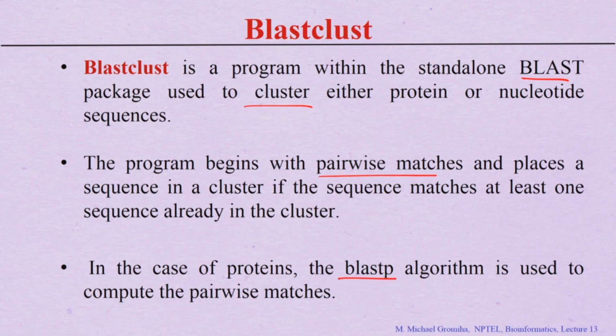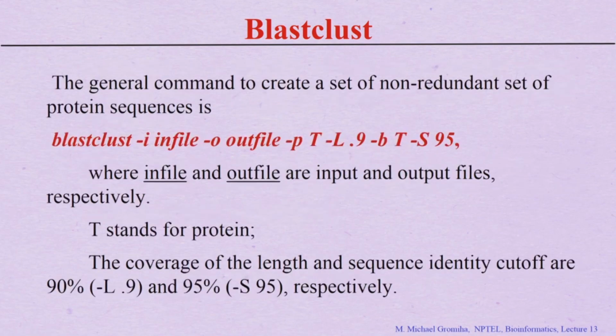For the case of nucleic acids, which program do they use? BLAST N. So, take BLAST N to align the sequences. Then here is a command which you can use to extract the data. This uses the standalone program, and you can get the non-redundant sequences using this. Here, in file is the input file and out file is the output file, then we get some options: -p t, -l 0.9, -b t, -s 95.